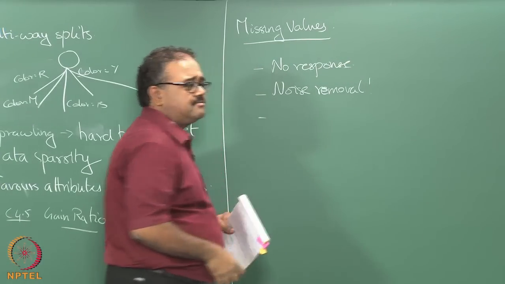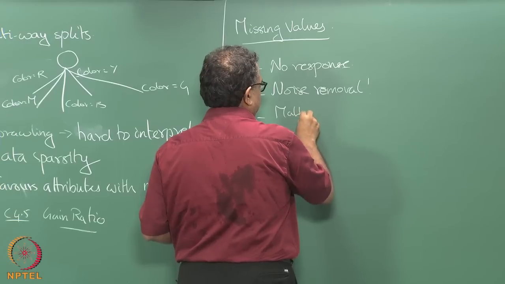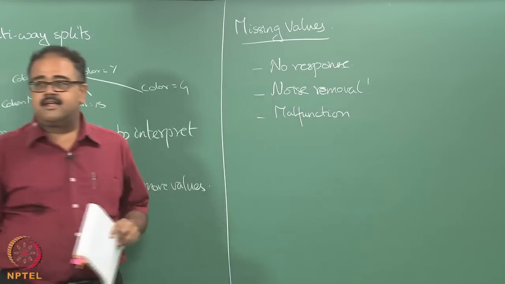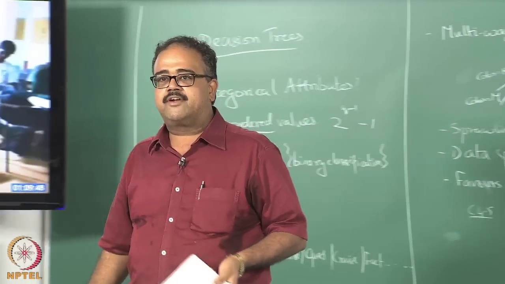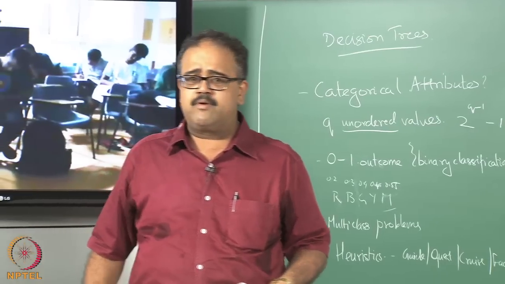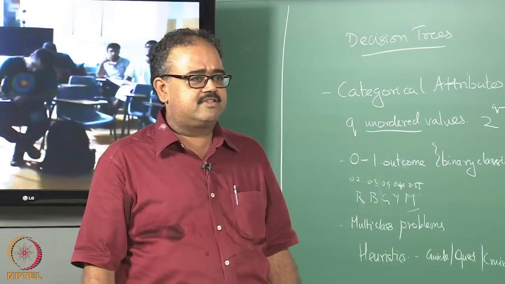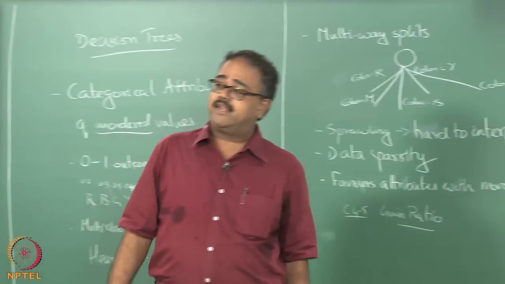So anything else? Yeah, exactly. That's what I was going to say. Malfunction. You might be recording sensor data from somewhere, and then the sensor just turns off for a while. Maybe it overheated or something went wrong, and just for a while you don't see any of this data being recorded. So there are a variety of reasons why you could have missing values in your data.